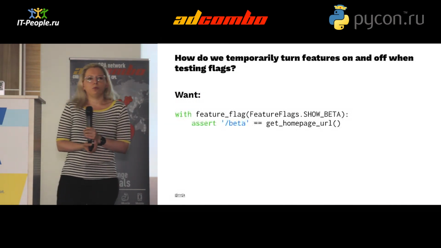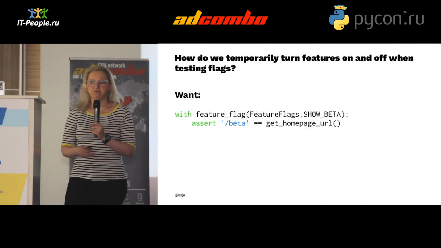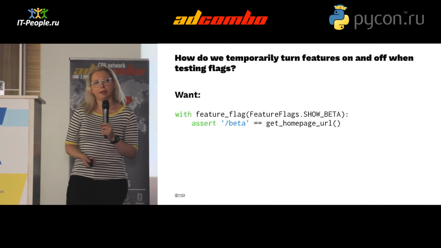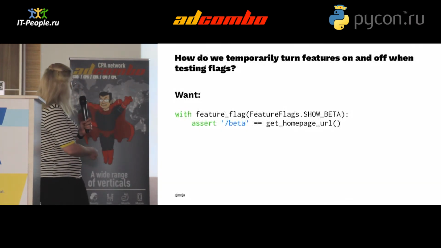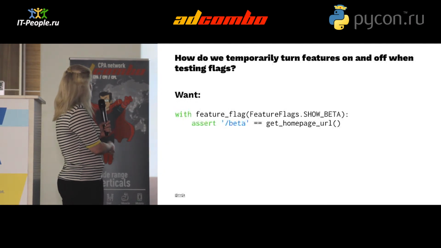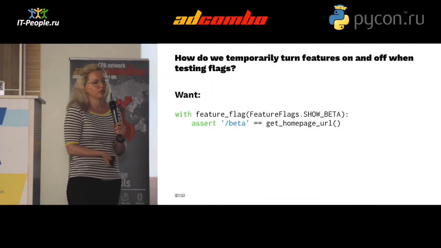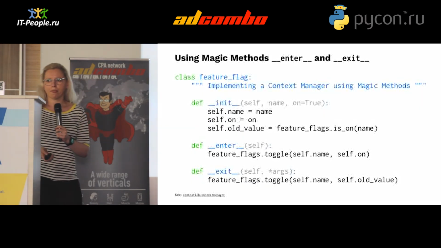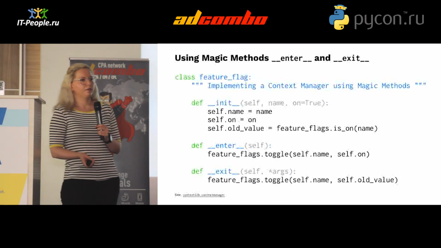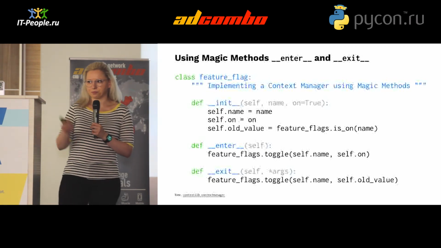So let's say we want to temporarily turn features on and off when we're testing these feature flags. So we want to be able to do something like this. We want to say, with this feature flag, assert this condition. And we want to assure that once we're out of this with statement, our flag is back to whatever state it was in originally. We can do that using the magic methods dunder enter and dunder exit.